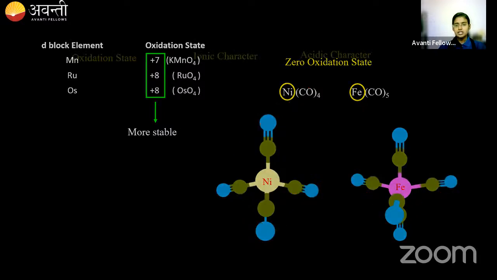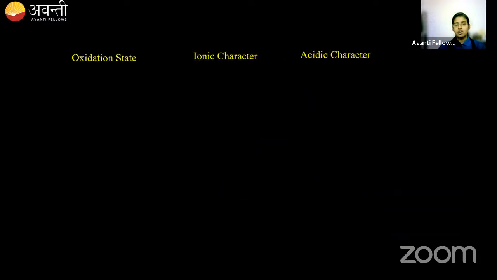The next point is about the acidic character from oxidation state. If the oxidation state is more, then the ionic character of that particular compound will be very less. If the ionic character is very less, acidic character is more. So what I'm trying to say is, oxidation state is directly proportional to the acidic character. If the oxidation state of an element is very high, then that particular compound is more acidic in nature. I'll give you some examples so that you can understand better.